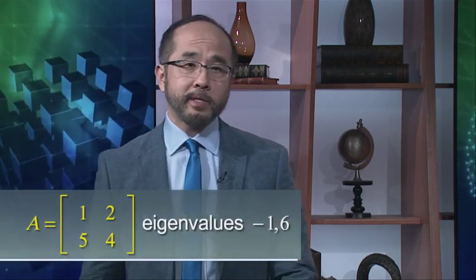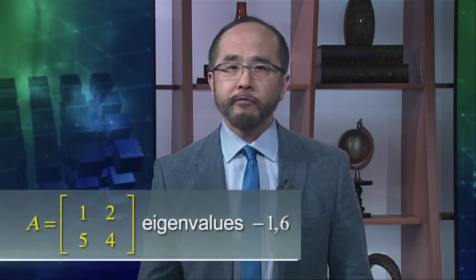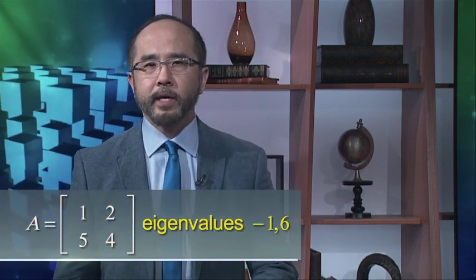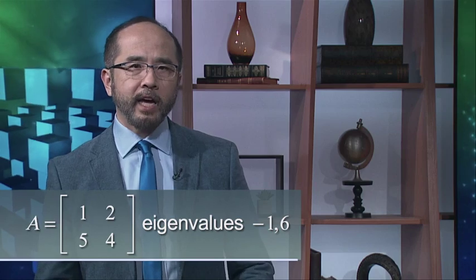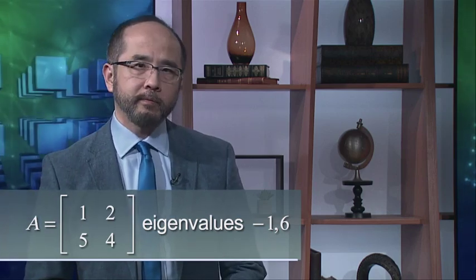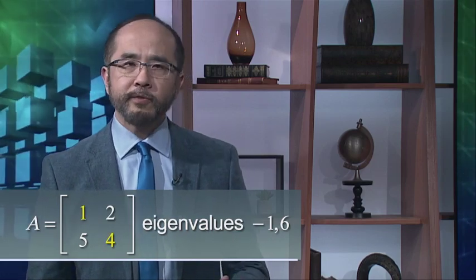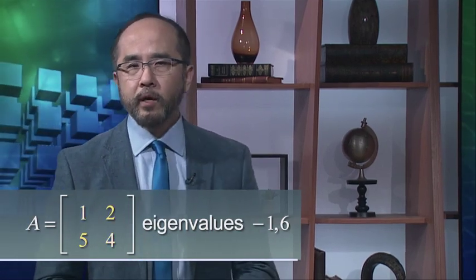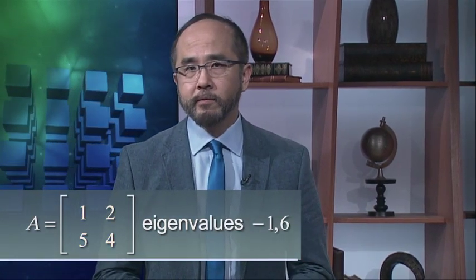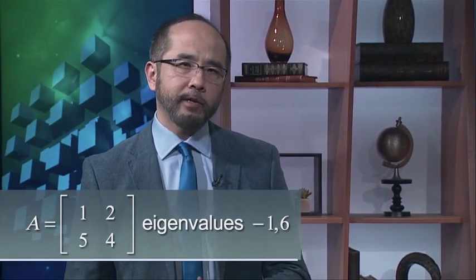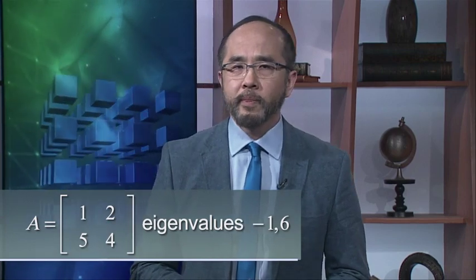For the 2 by 2 matrix A, with entries 1, 2, 5, 4, we saw it has eigenvalues -1 and 6. So the product of the eigenvalues is -6. You can check that the determinant of this matrix is 1 times 4 minus 5 times 2, which is also minus 6. So we see the determinant is the product of eigenvalues in this example.